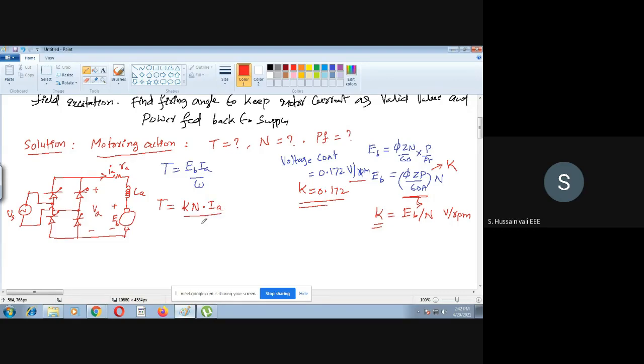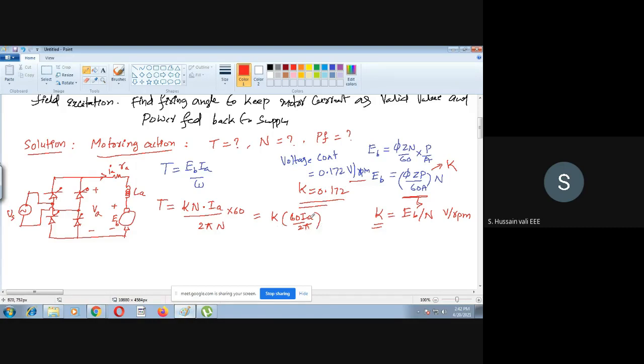How can I write omega? I can write omega as 2 pi N by 60. So 60 will come here. Then what will you get here? N will get cancelled. So T is equal to K into 60 IA by 2 pi. This is what you will get here.